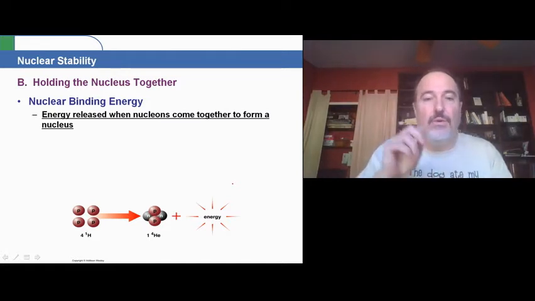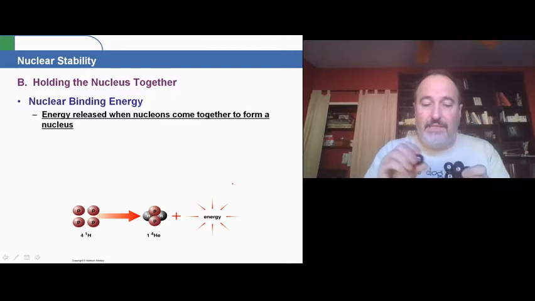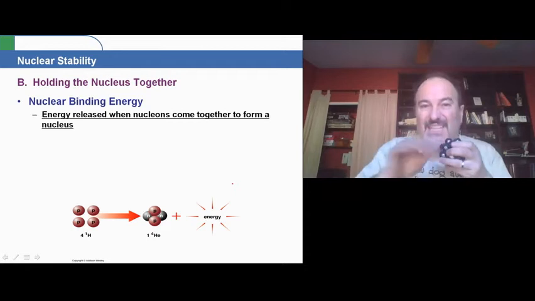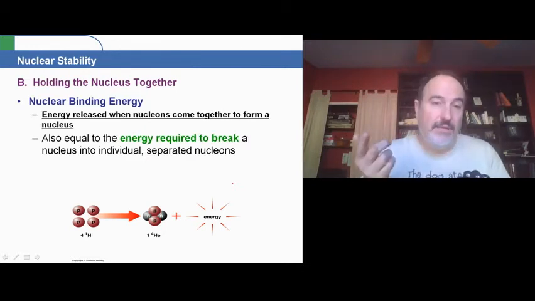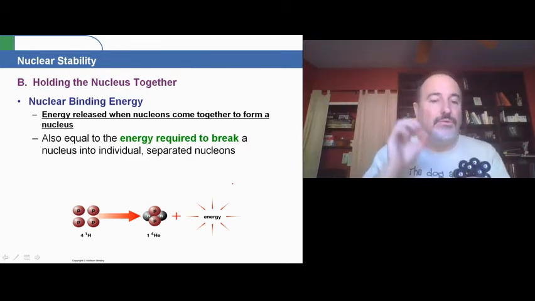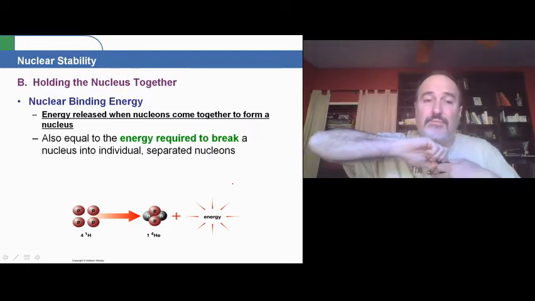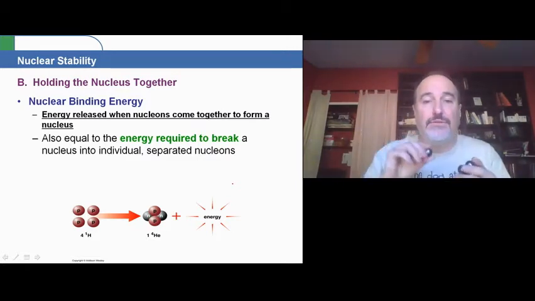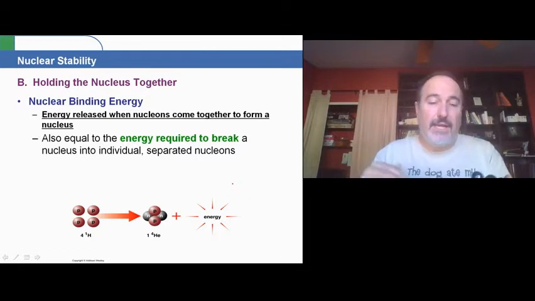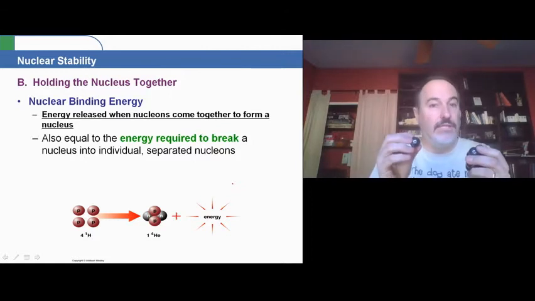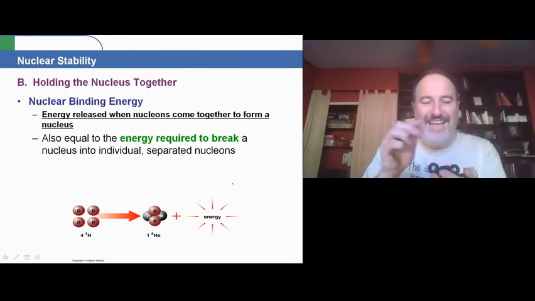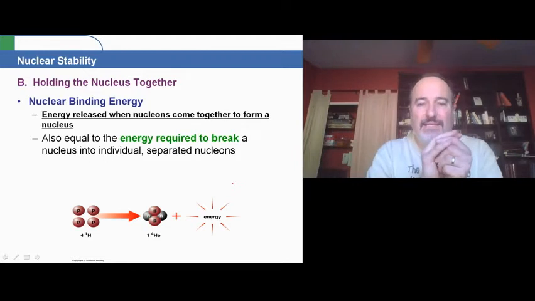okay? Because they are separated, they have more energy. They come together, they have less energy, and it releases that energy when they come together, all right? Think about it in the opposite direction, it's equal to the amount of energy required to break a nucleus into individual separated nucleons. So I've got to put energy into the system to break it apart, and energy is released when they come back together.